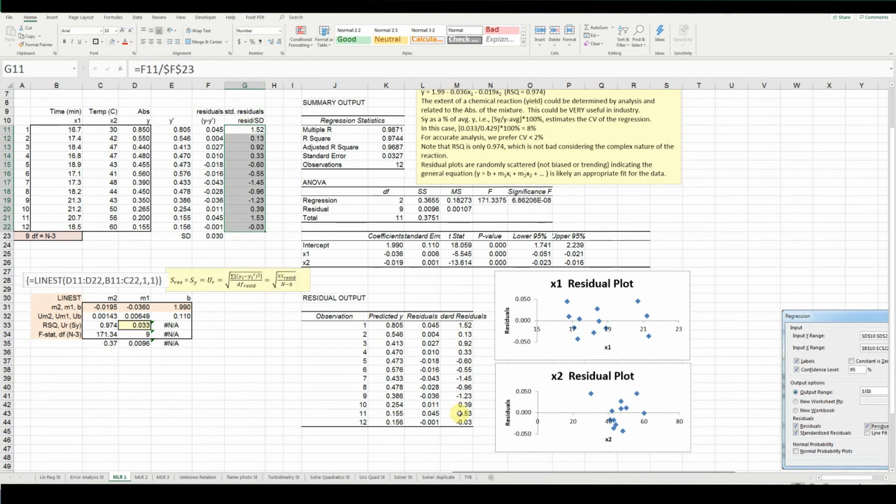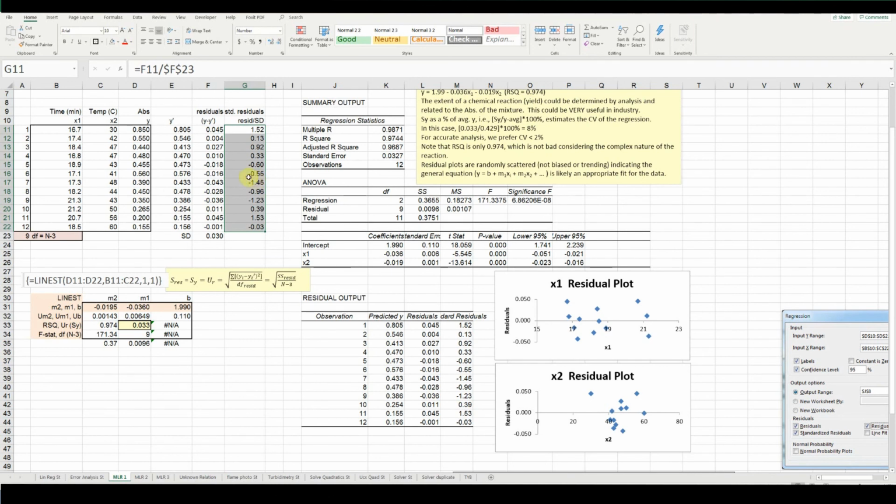So what's the purpose of this? Well, it's simply to help us identify the worst points. So you can see 1.5, negative 1.4. These are the two worst points. You might decide, should I check whether those points are valid or not? But it's a common error analysis that's done in Analysis Toolpak, and it's readily available for you to look at.